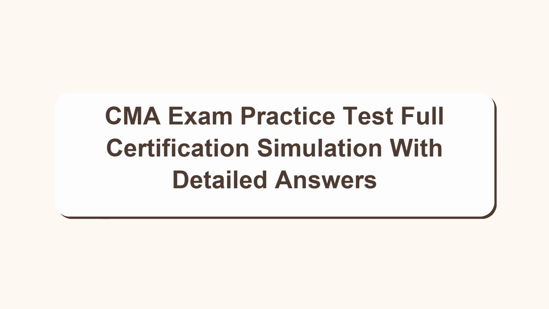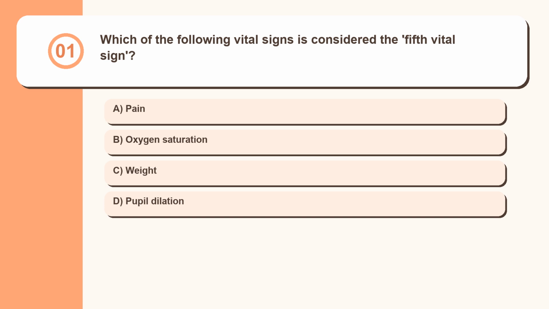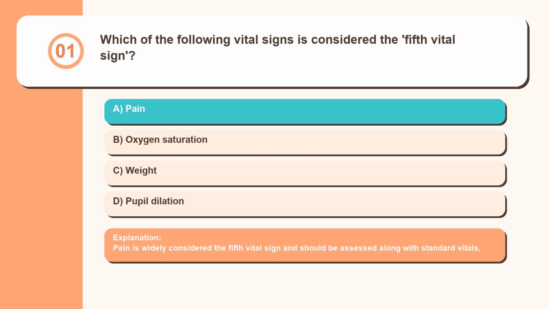CMA exam practice test, full certification simulation with detailed answers. Question 1. Which of the following vital signs is considered the fifth vital sign? Pain, oxygen saturation, weight, pupil dilation. Pain is widely considered the fifth vital sign and should be assessed along with standard vitals.